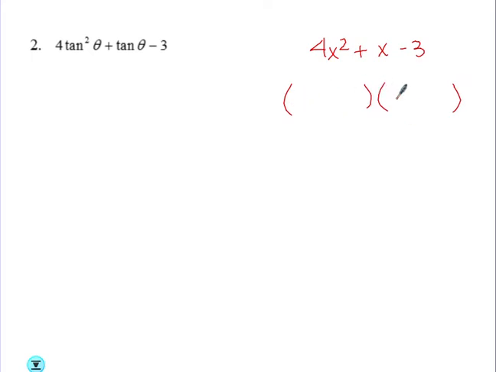I know that the first two terms need to multiply to 4x squared. The last two terms need to multiply to negative 3. And when you double distribute, this times this and this times this need to add up to x. Well, 3 is a prime number, so I know that the only options are 3 and 1. One of them has to be positive, one of them has to be negative, and I'm not sure which one that is yet. 4 is not a prime number, so I could have 4 times 1 or 2 times 2.